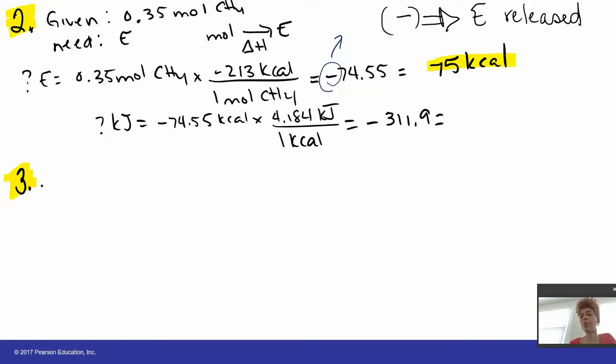311.9, but we're going to report that as 310 kilojoules because I need two significant figures, and we cannot give energy as negative values in our answer. There's no such thing as negative energy. Remember, the negative tells us that energy is released. Okay, let's move on to the next problem.